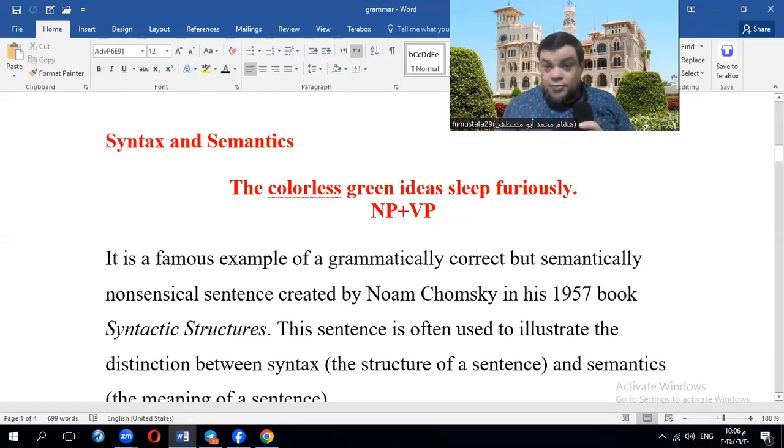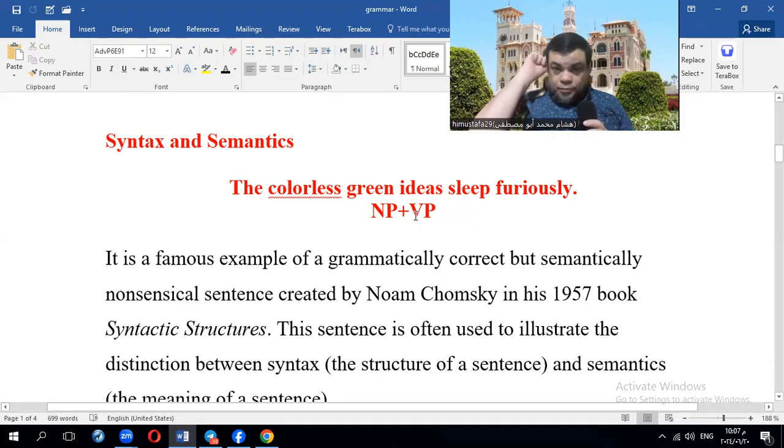They are nonsensical. For example, this is a very famous sentence generated by Chomsky: The colorless green ideas sleep furiously. According to its syntactic structure, it's well-formed. We call it well-formed in the sense that syntactically it's acceptable, because it's composed of a noun phrase plus a verb phrase. This is a noun phrase.